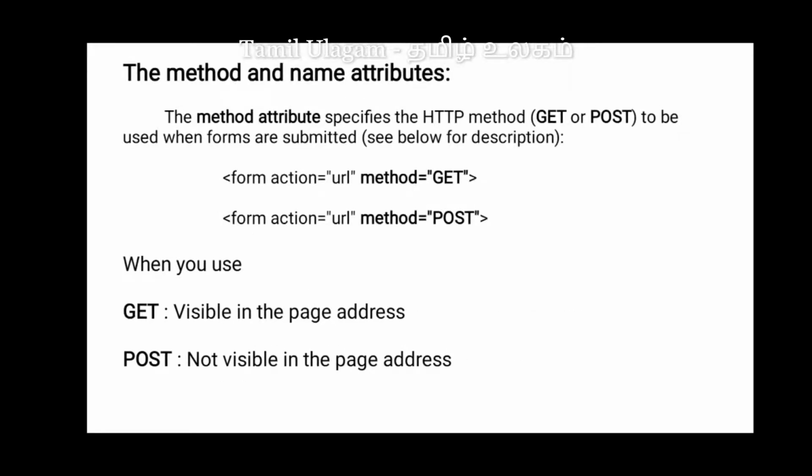The method and name attributes. The method attribute specifies the HTTP method, get or post, to be used when the form is submitted. When we use get, the form data will be visible in the page address. If we use post, the form is updating data or includes sensitive information like passwords. Post offers better security because the submitted data is not visible in the page address.